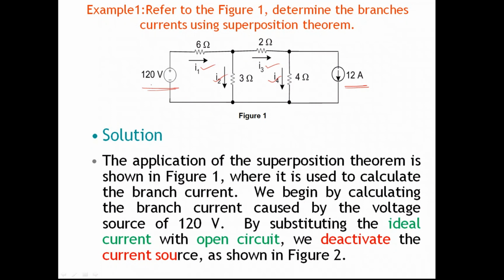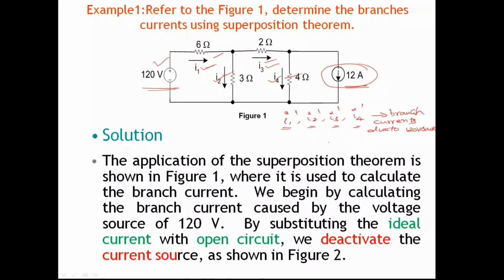The current in any branch of the circuit is the algebraic sum of the responses by each source. First we keep the 120 volt source and deactivate the current source. Then we find I1, I2, I3, I4, and those currents we designate as I1 dash, I2 dash, I3 dash, and I4 dash, the branch currents due to the 120 volt source.